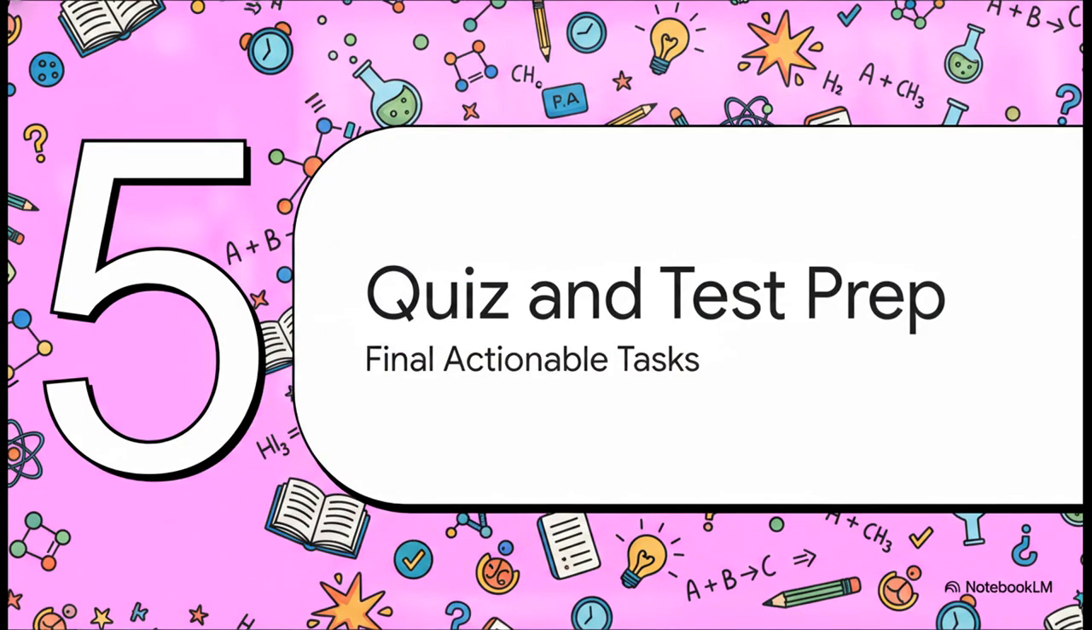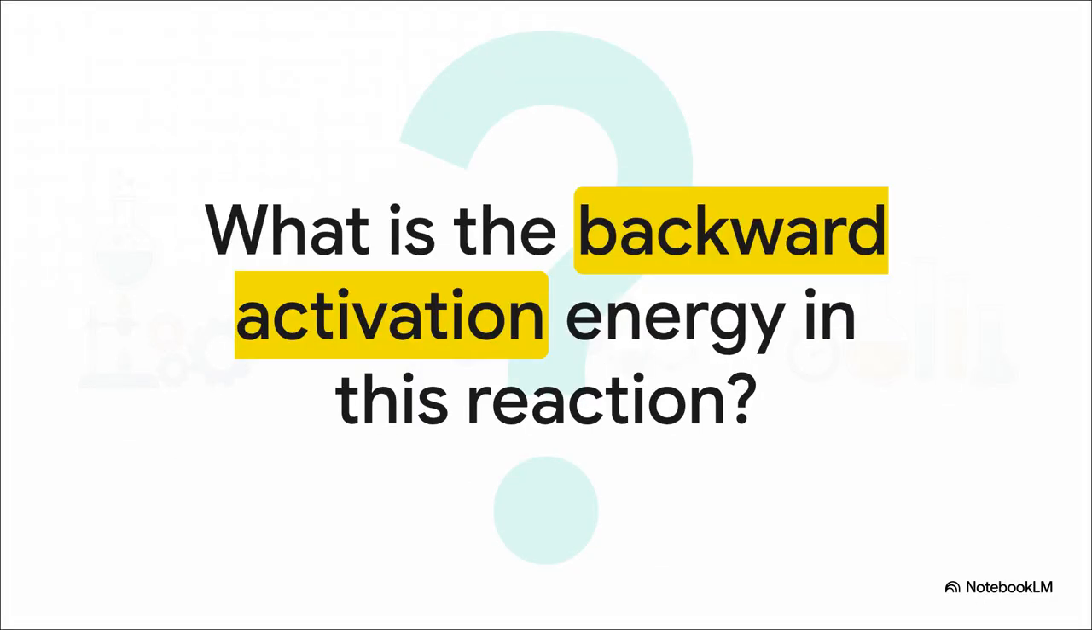Section 5, quiz and test prep. All right, pay close attention here. These are the final, actionable study tasks required for your upcoming test. First up is your 10-question quiz. We're actually pulling question 1 directly from the bottom right of that 67 EM PDF, which, by the way, is also your book back question number 10. It's a classic formula-based question.